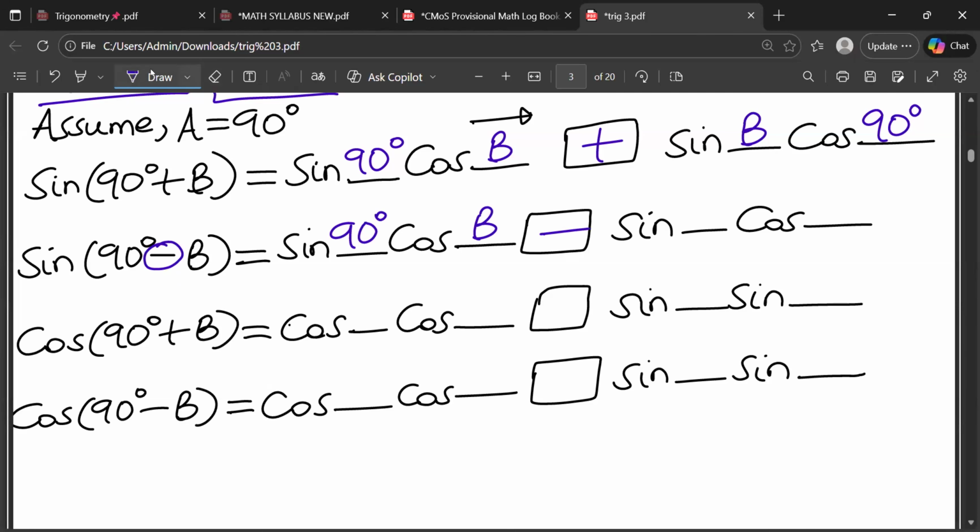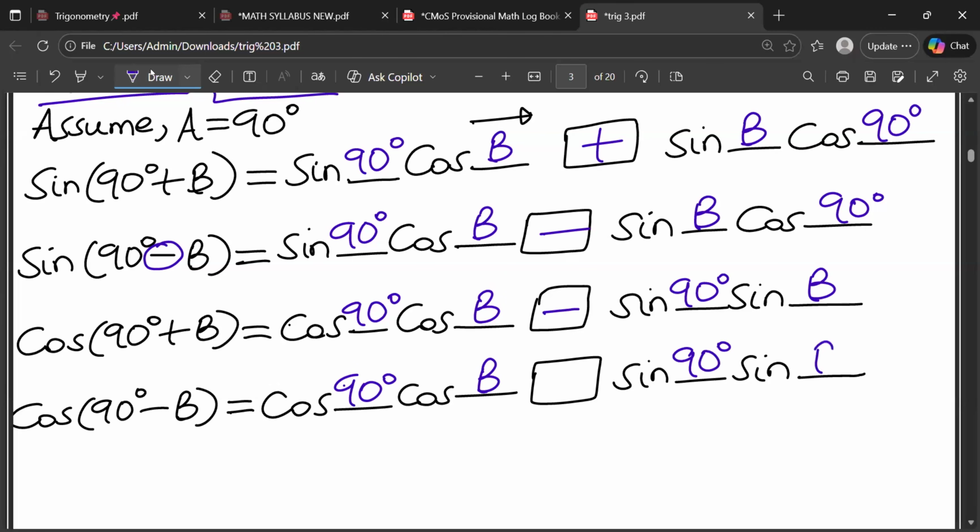Then for cos, we shall have cos 90 cos B. Now here the sign is going to change. Cos changes to minus. You understood and you are very safe. And the negative sign will become a plus sign.